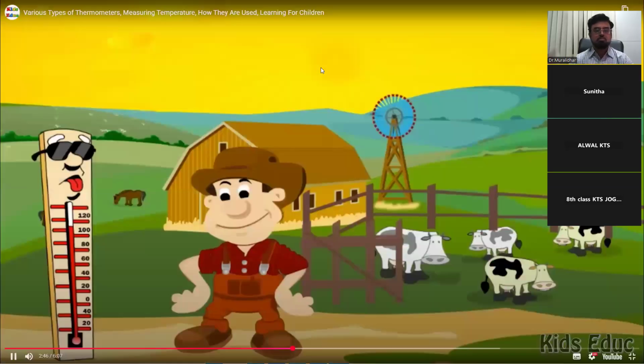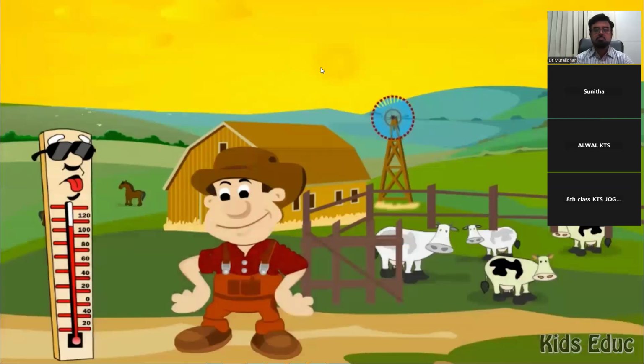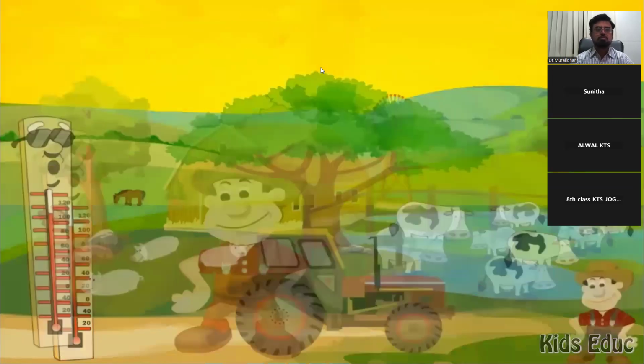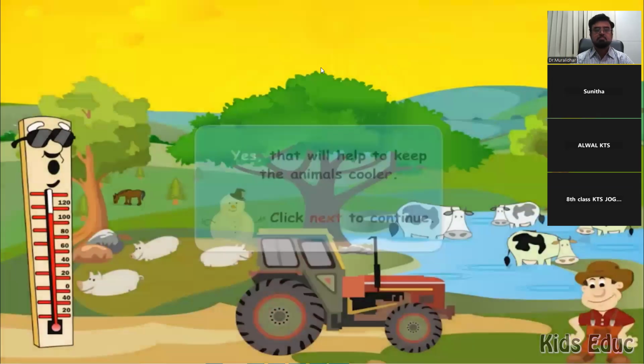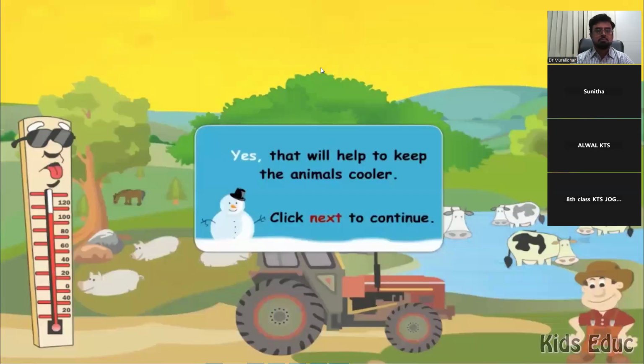In the summer, the temperature is very warm. Farmer Frank will need to provide shade and plenty of water for the animals. Click on the thermometer to see where he moves his animals today. Yes, that will help to keep the animals cooler.